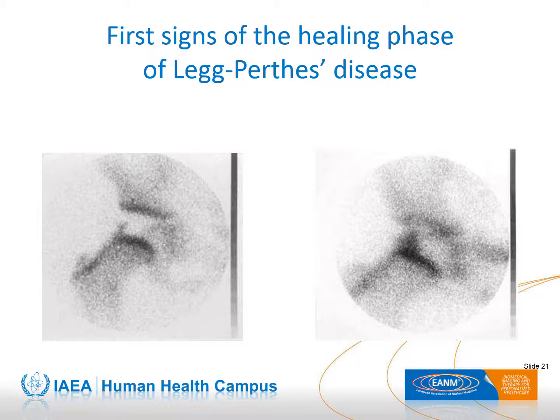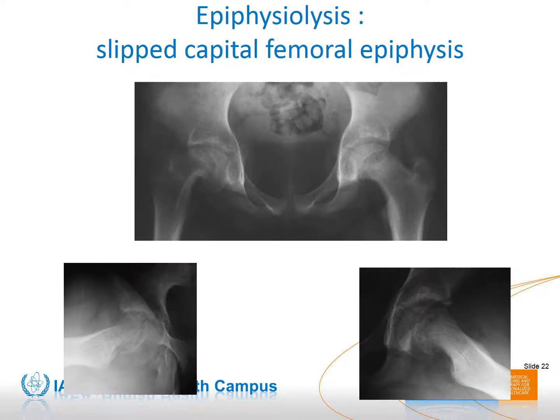During the healing phase, increased tracer uptake with triangular shape gradually appears on the external face of the femoral head. The diagnosis of epiphysiolysis is radiological, based mainly on profile views. The femoral epiphysis axis is turned inwards relative to the femoral neck. As this process is usually slow, perfusion of the femoral head remains normal.